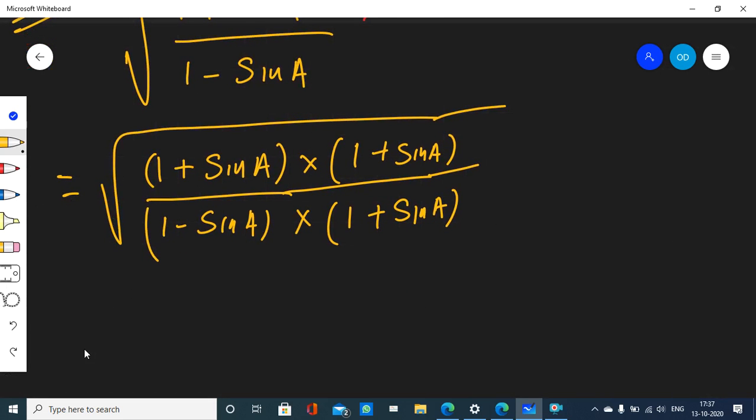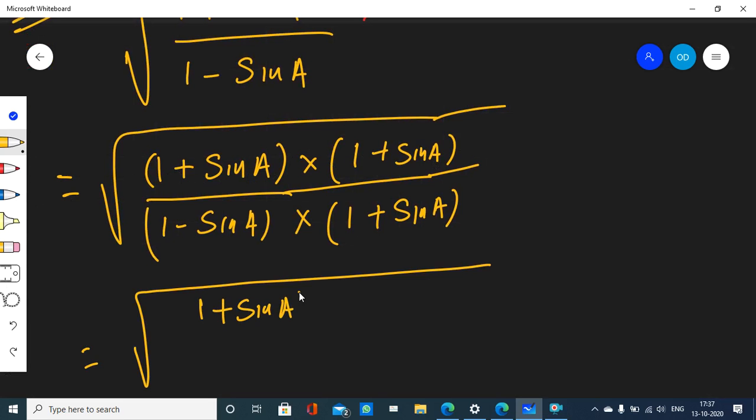Okay. And on the numerator, 1 plus sin a into 1 plus sin a is 1 plus sin a whole square. And on the denominator, 1 minus sin a into 1 plus sin a is 1 square minus sin square a, right? X plus y into x minus y, x square minus y square. So 1 minus sin square a. Anybody has any doubt so far?